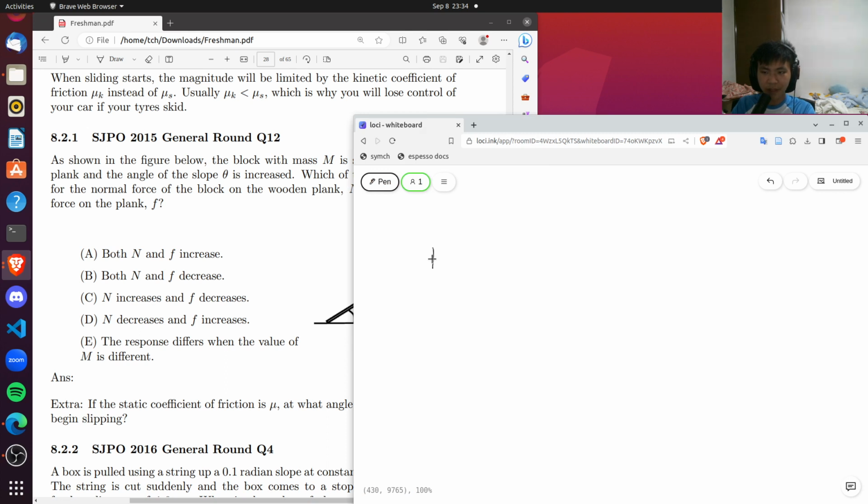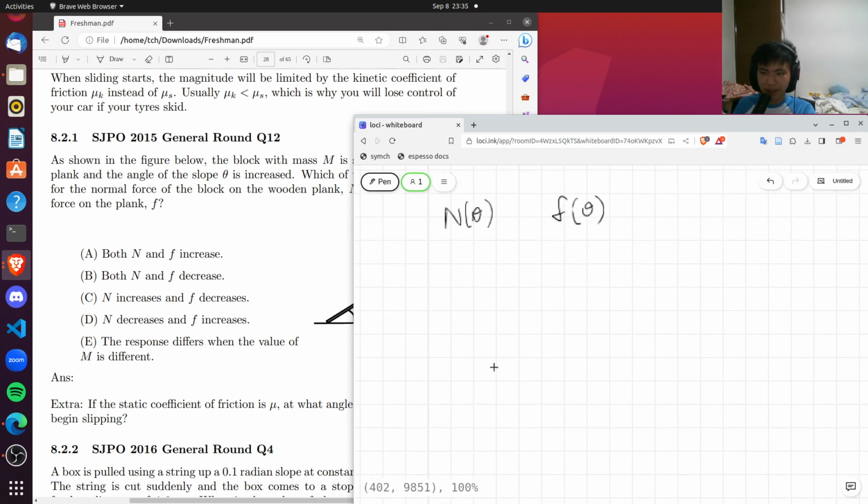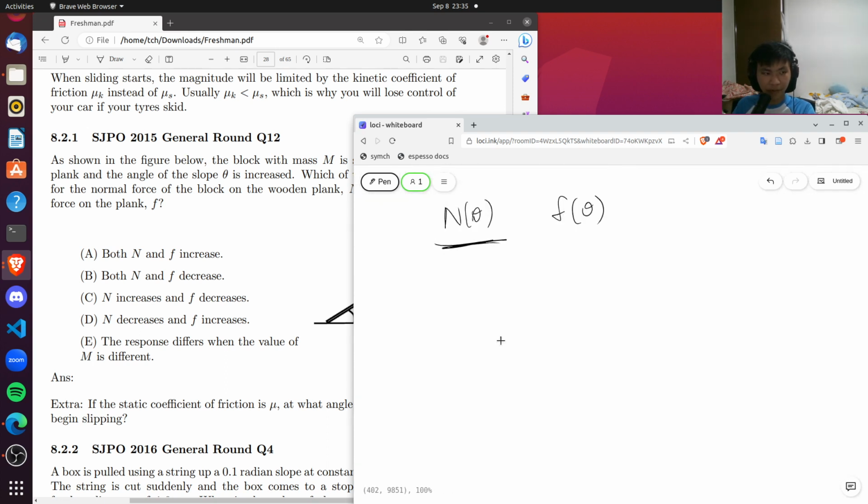So we seek to find expressions of the normal contact force as a function of theta and the frictional force as a function of theta, because having these analytic expressions would allow me to see how these two functions change as I increase theta. And so let's first seek to understand the normal contact force. We'll talk about friction later.